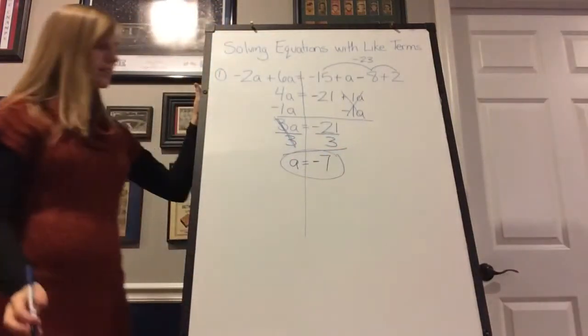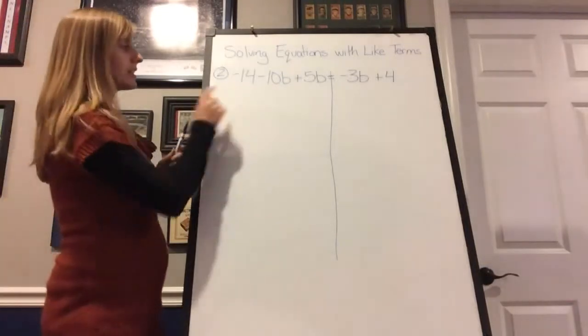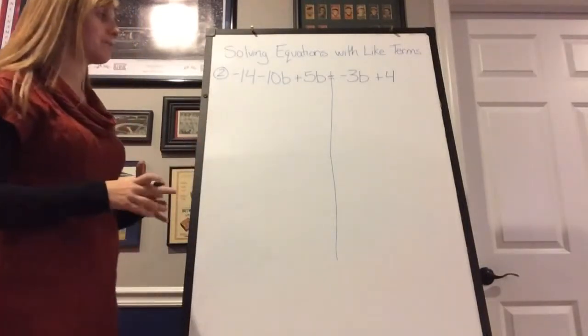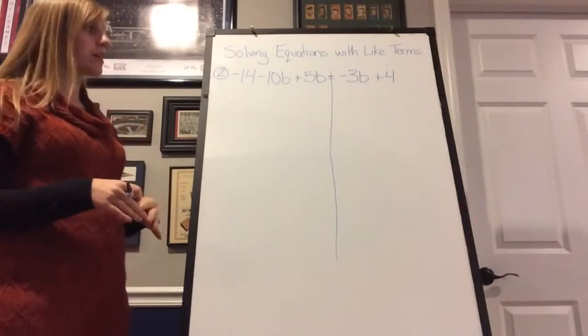And we're done. That's our solution for number 1. For problem number 2, our equation is negative 14 minus 10b plus 5b equals negative 3b plus 4.